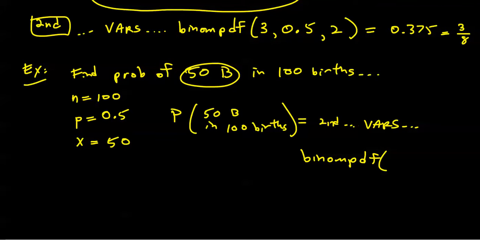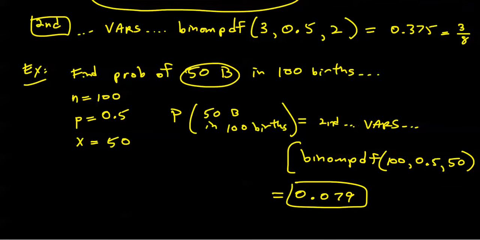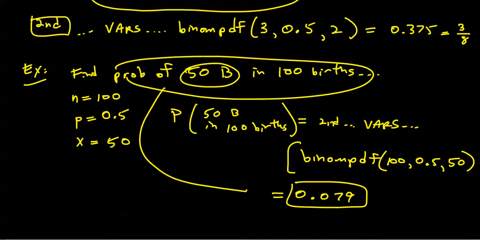So again, the syntax: n is the number of trials, so we've got 100 trials. The probability of success in any one trial, of course, is 0.5, and we're looking for 50 successes here. So call up this command, enter in these parameters as indicated, and punch it out, and I get a final answer of 0.079. So the probability of 50 boys in 100 births is in fact 0.079.